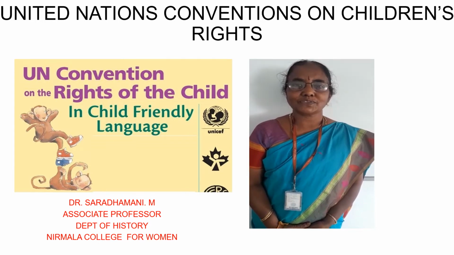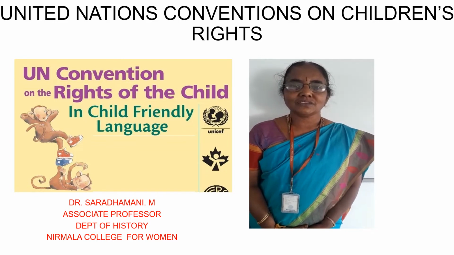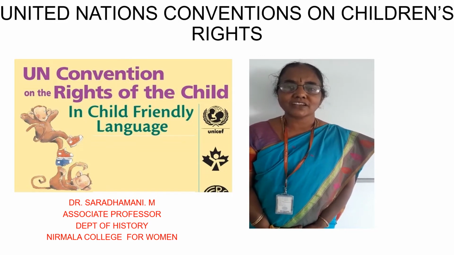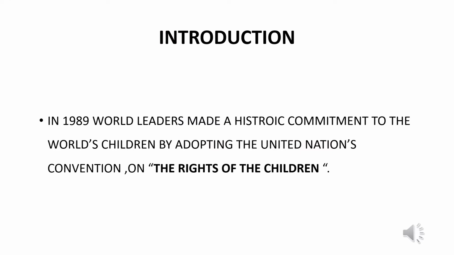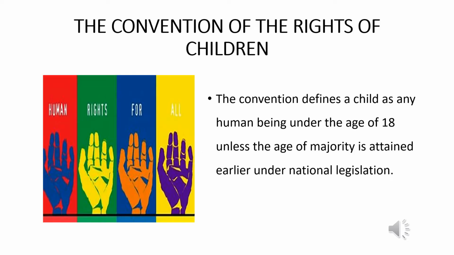Today I am going to discuss the United Nations Convention on the Rights of Children. In 1989, world leaders made a historic commitment to the world's children by adopting the UN Convention on the Rights of Children. This convention defines a child as any human being under the age of 18 unless the age of majority is attained earlier under national legislation.